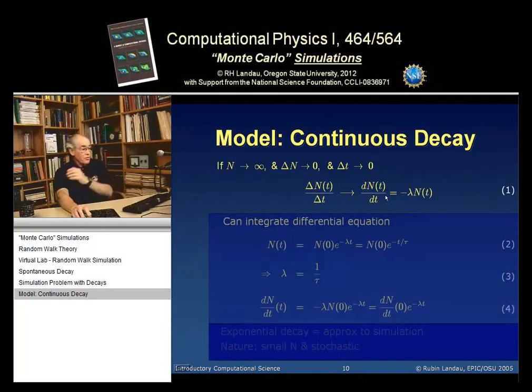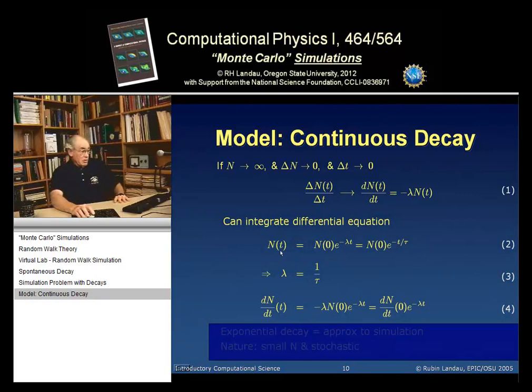And once we have a differential equation, we can solve the differential equation, we can integrate it, and then the solution would be equation 2. The number of particles at time t is equal to the number of particles at time 0 times e to the minus lambda t. That's wonderful. And lambda here is the decay rate. It's 1 over tau. Tau is the lifetime, related to the half-life. So the decay rate, the half-life, they're just inversely related to each other. That's the famous law of exponential decay. Equation 3 gives us the relation of lambda to the decay time of the particle.